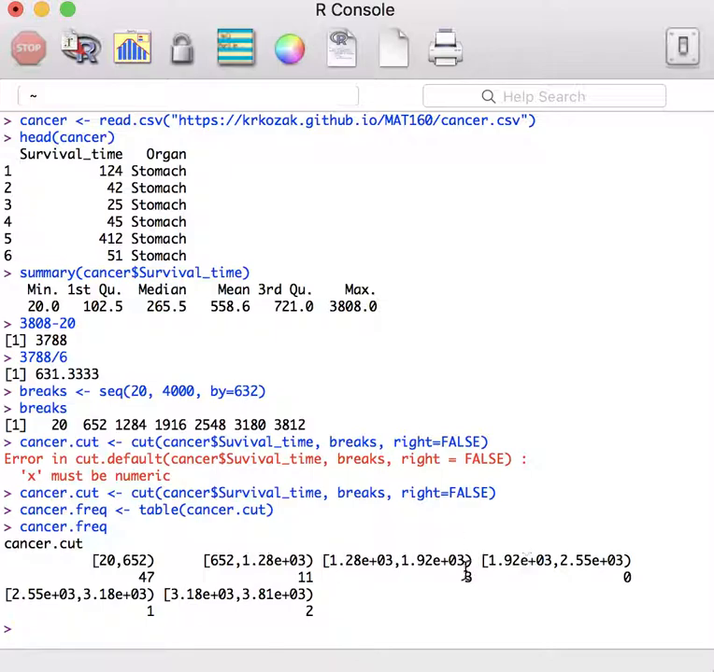And then you can see that there's 3 in this class, there's 0 here, there's 1 here, and there's 2 in the last class. And you can see our last class starts at 3,180 and goes up to 3,810, which does in fact contain the last maximum. All right, and that's all there is to creating a frequency distribution.